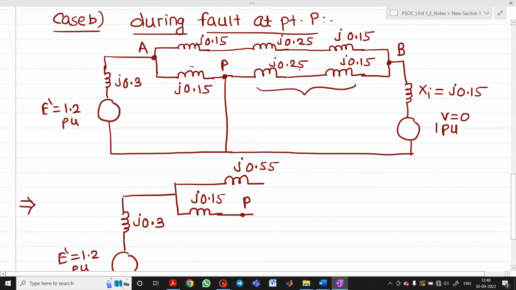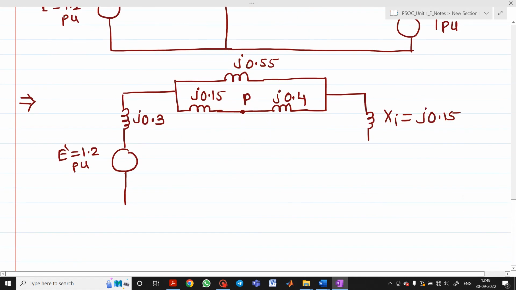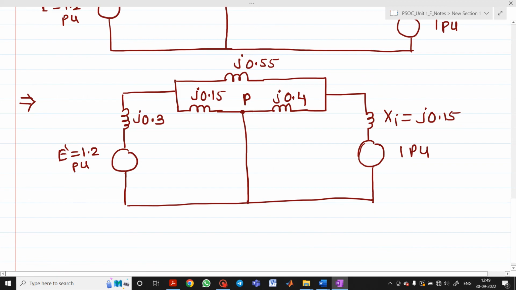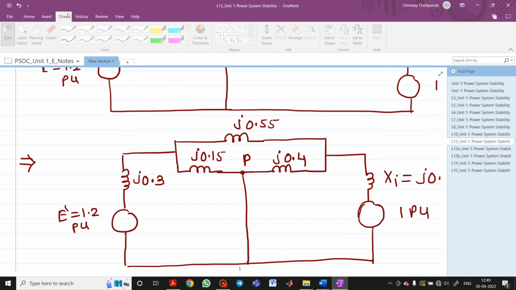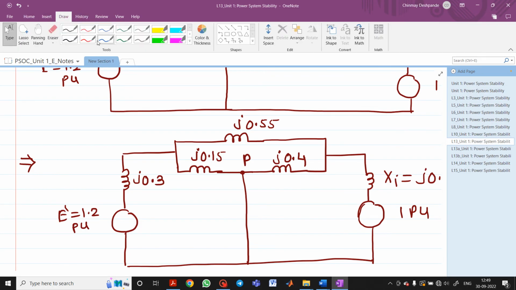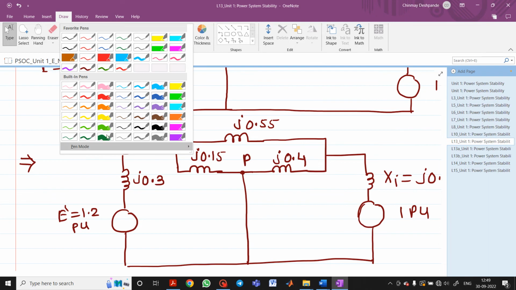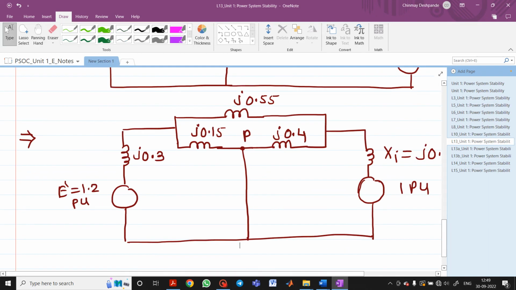Now here again 0.25 plus 0.15. What you will get is j0.4. Then here again you have to draw this xi, which is equal to j0.50, and let me complete this infinite bus voltage 1 per unit. So this will be your total diagram. Now I'll take another color because it will be easy for me to show a few things. I'll take this green color for the sake of simplicity.